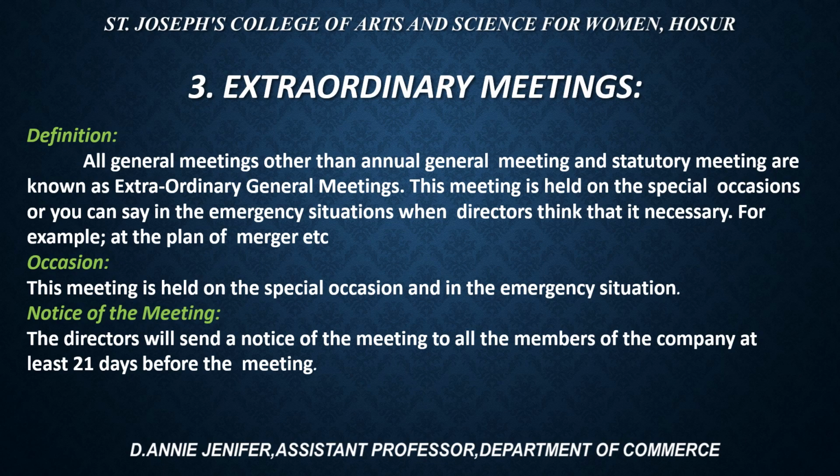Extraordinary meeting. Definition: all general meetings other than the annual general meeting and statutory meeting are known as extraordinary meetings. This meeting is held on a special occasion, or you can say in an emergency situation, when directors think that is necessary. For example, at the plan of merger, etc. Occasion: this meeting is held on a special occasion or in an emergency situation. Notice of the meeting: the directors will send a notice of a meeting to all the directors of the company at least 21 days before the meeting.